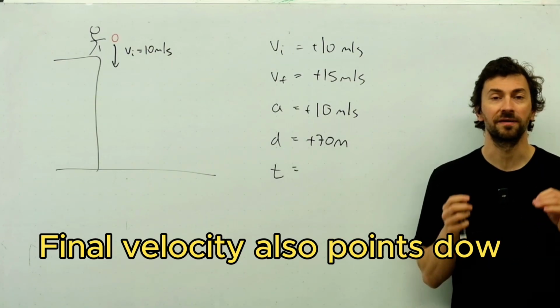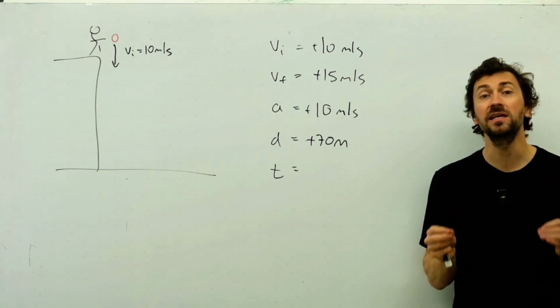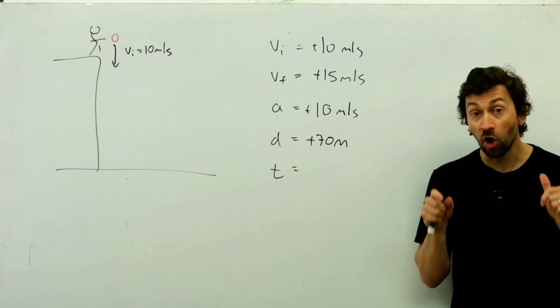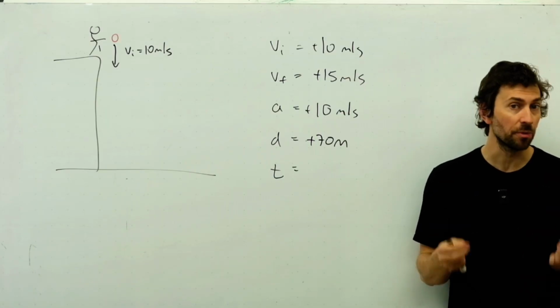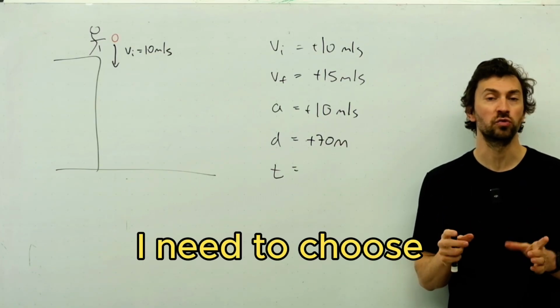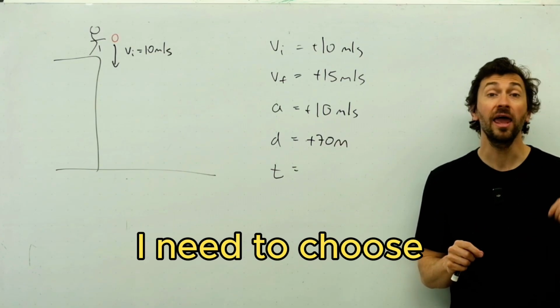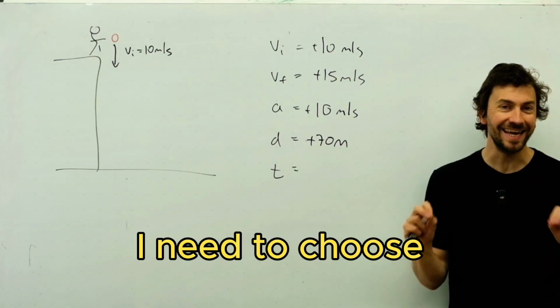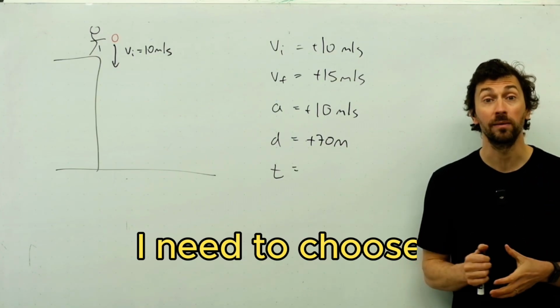So in this question, VI, VF, A, and D are all vectors, and they all point downwards, and so they're all positive. Again, the point is I need to choose one direction is positive and one direction is negative and stay consistent with what I'm doing.